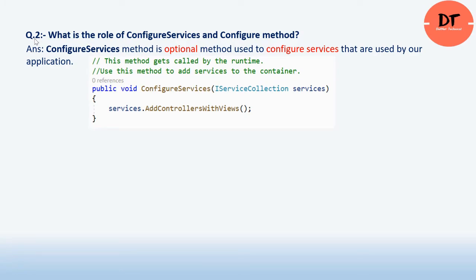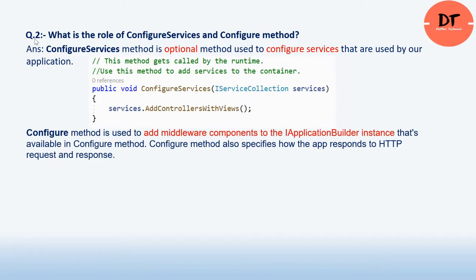Here is the sample code of the ConfigureServices method. In the ConfigureServices method, we have an IServiceCollection parameter. Through this parameter, we add the services or configure the services in ASP.NET Core application.